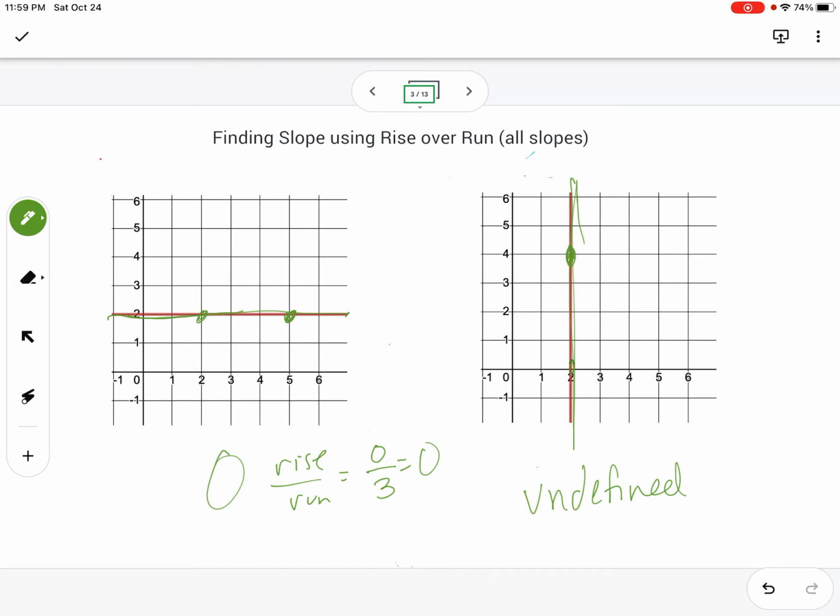Now for undefined, let's say I choose these 2 points. What's my rise? I went up 1, 2, 3, 4, so my rise is 4, but my run, I don't go left to right, so my run is 0. So this is 4 divided by 0. You might think that's 0. No, it's not. You can't divide by 0. That doesn't make any sense. Think of 0 divided by 3 as having 0 cookies and sharing with 3 friends, you all get 0 cookies. But this is having 4 cookies and sharing those with 0 people. That just doesn't make any sense. So that's where we get undefined, division by 0. For right now, what you need to understand is when you see a horizontal line, right away that slope is 0, and when you see a vertical line, right away that slope is undefined.